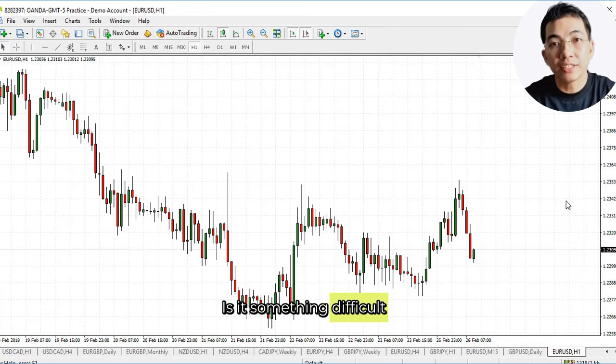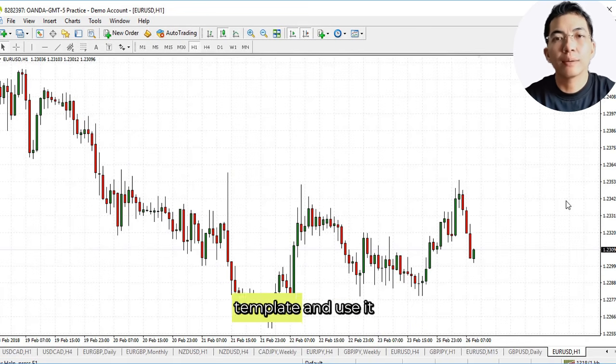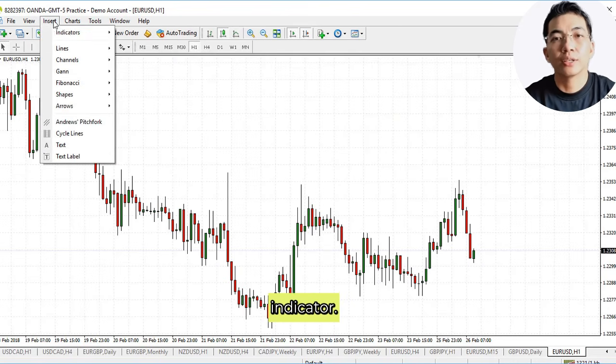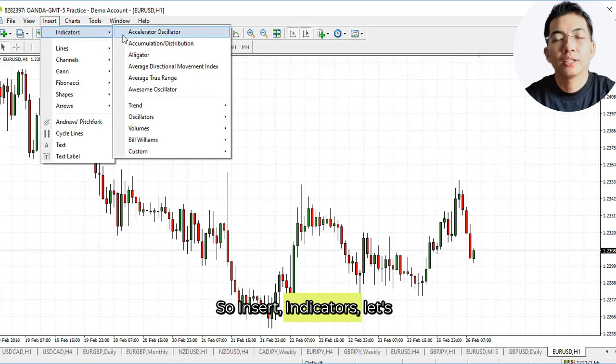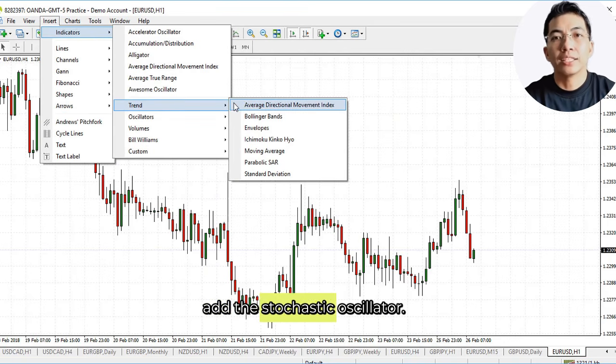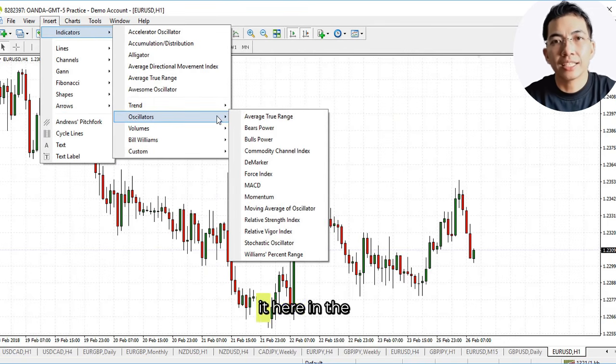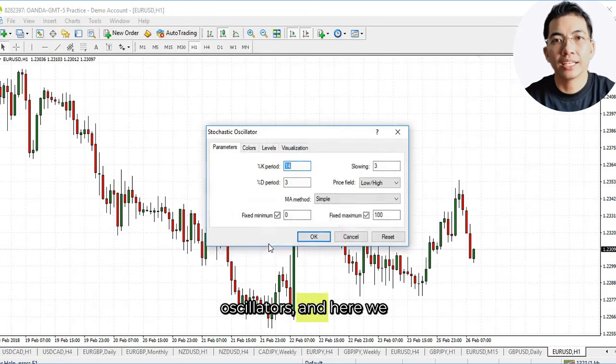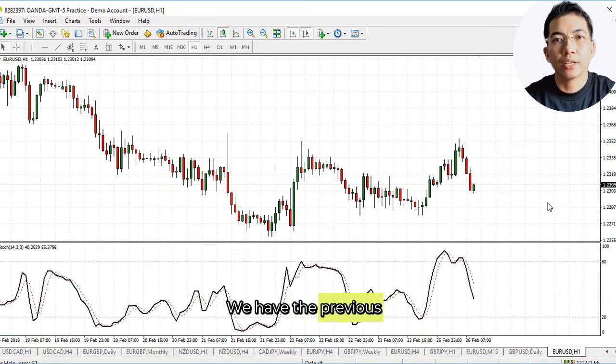Is it something difficult to save your own template and use it for all the currency pairs? It is extremely easy. Let's suppose that you want to add an indicator. So insert indicators. Let's check trend, for example. Actually, I want to add the stochastic oscillator. So let me find it here in the oscillators. And here we go. We have the previous chart plus the indicator.